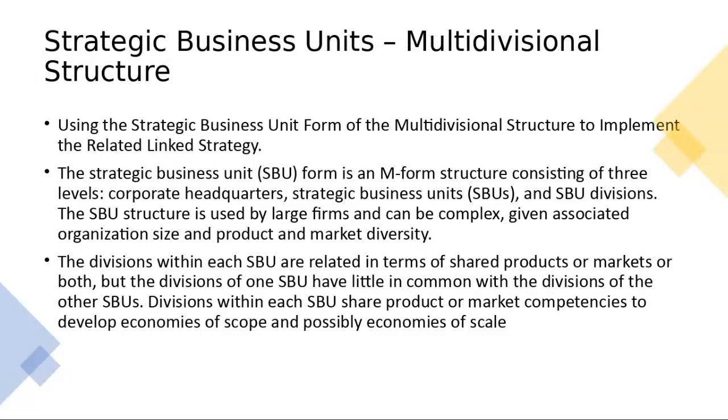Now, the divisions within each SBU are related in terms of shared products or markets or both, but the divisions in the SBU have little in common with the divisions in the other SBUs, which is what I was just explaining about company A and company B. Divisions within each SBU share product or market competencies to develop economies of scope and possibly economies of scale. So even if I keep saying SBU, the strategic business unit, it's like me saying company A or company B. It's the same thing.